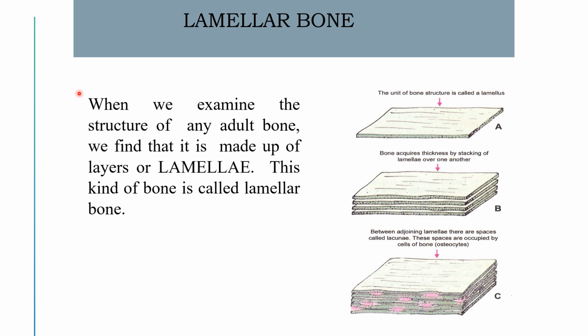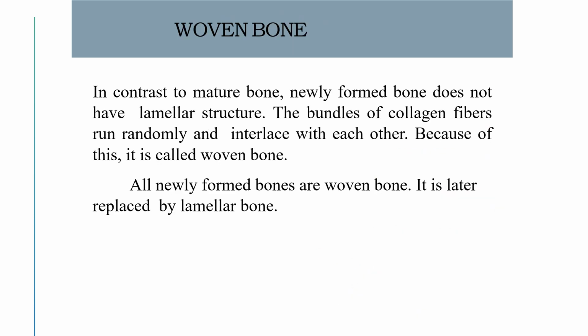So we have lamellar and woven types of bones. Lamellar means lamellae, they are placed in layers. When we examine the structure of any adult bone, we find that it is made up of layers or lamellae. This kind of bone is lamellar bone. So in the picture you can see the layers of bone. Between adjoining lamellae there are spaces called lacunae. These spaces are occupied by cells of bone, that is osteocytes.